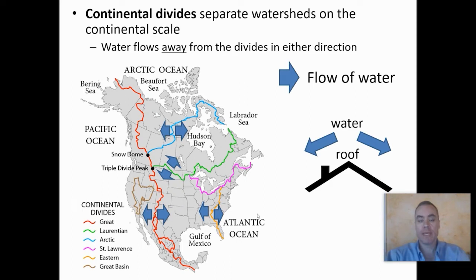And I want to highlight a point of confusion. Continental divides is a general category. These are the drainage divides that separate watersheds on the continental scale. But there's also a divide which is sometimes called the continental divide. And that's the Great Divide. It goes through the Rocky Mountains there. It's the red line on the map. And you can see it here.